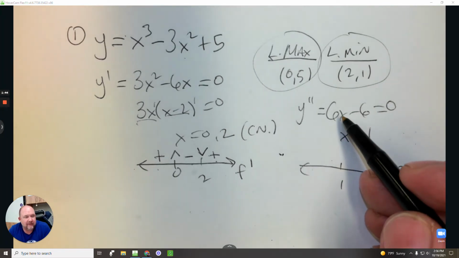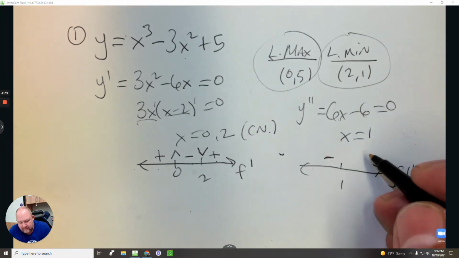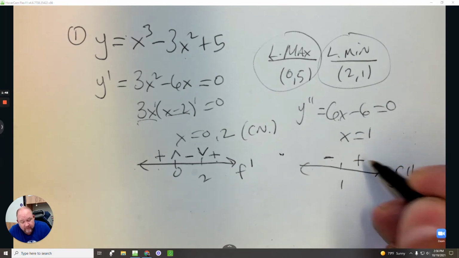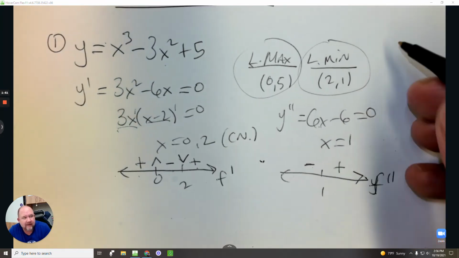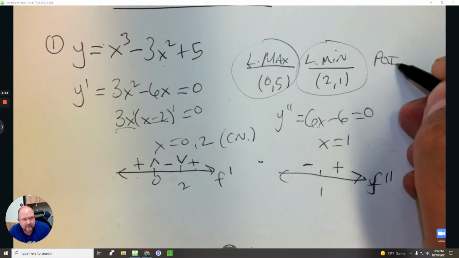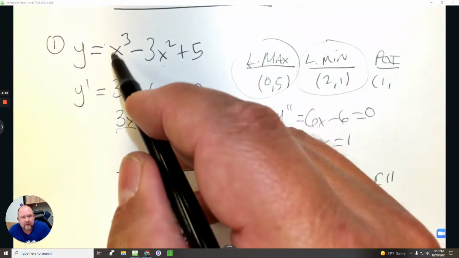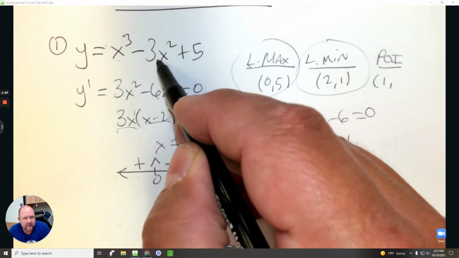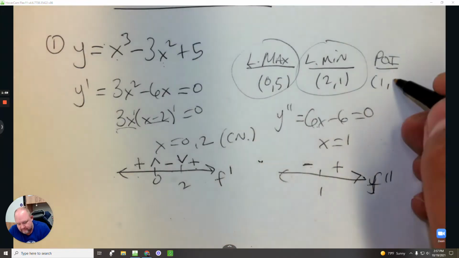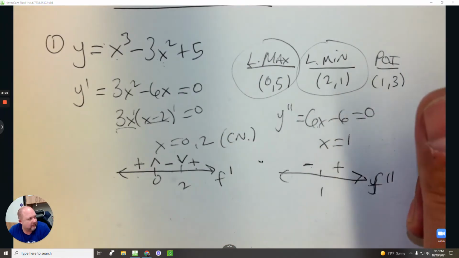If I plug in 0, the answer is negative. If I plug in 2, the answer is positive. So there's a point of inflection at 1. And if I plug 1 in, I get 1 take away 3, negative 2 plus 5. So at (1, 3) there's a point of inflection.